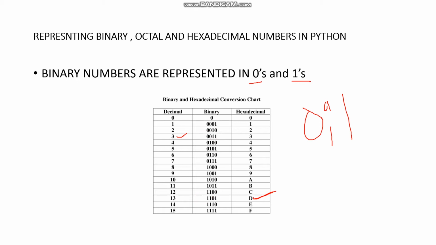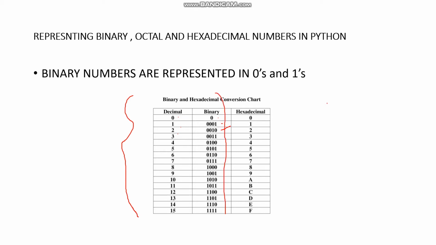All right, so that's binary numbers. Binary numbers are just combinations of zeros and ones. If you see here, 0 is 0000, 1 is 0001, 2 is 0010. So this is how the decimal numbers, the numbers that we use in everyday life, are represented in computer language.